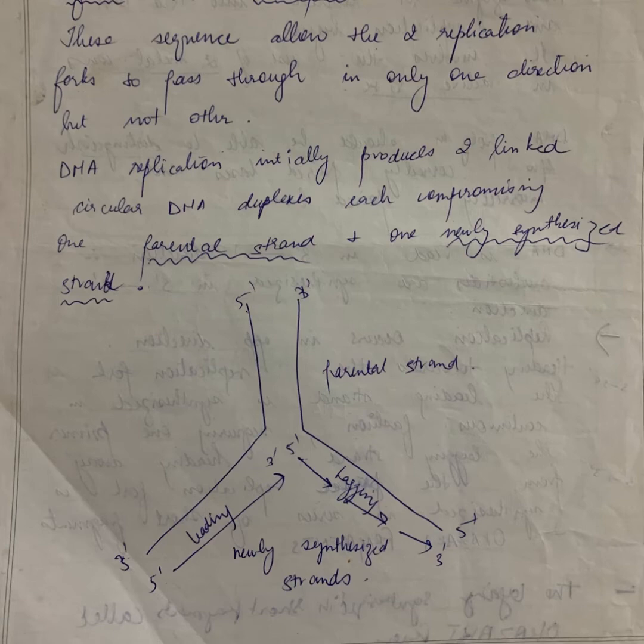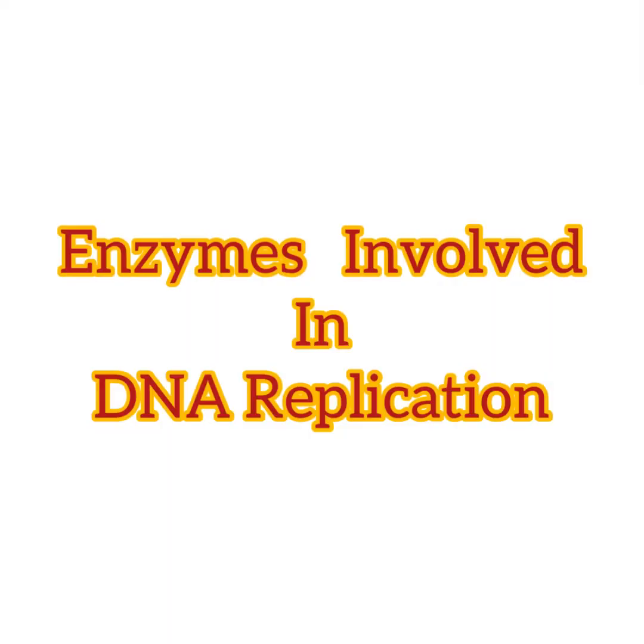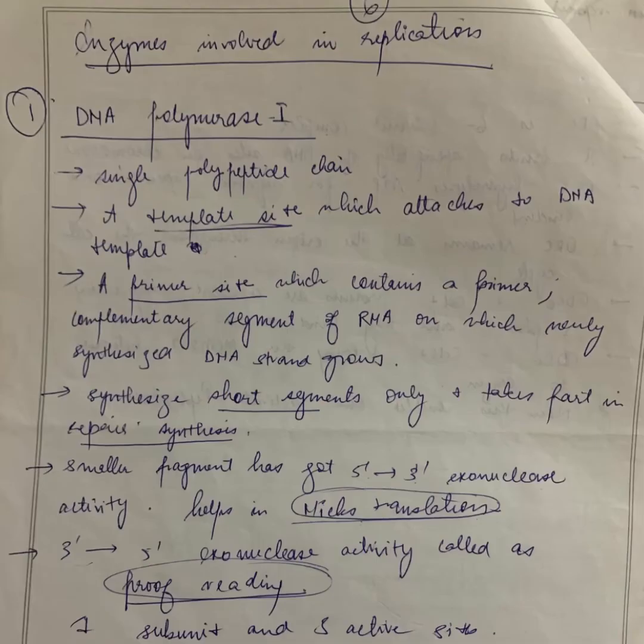This is the diagram for DNA replication, which shows the leading strand is from 5' to 3', the lagging strand is from 5' to 3', and also the parental and the newly synthesized strands. Now we'll go through some of the enzymes involved in replication. So let's start with DNA polymerase I.